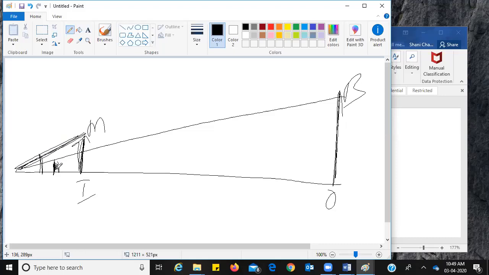Don't worry, derivations will come. This is a concept I'm trying to build. If the angle I'm getting for the object is 3 degrees and the angle for the image is 6 degrees, I have a feeling of the image being double the object. I am having that feeling, but that's not true. The actual image formed is not double the length of the actual object. It is less.